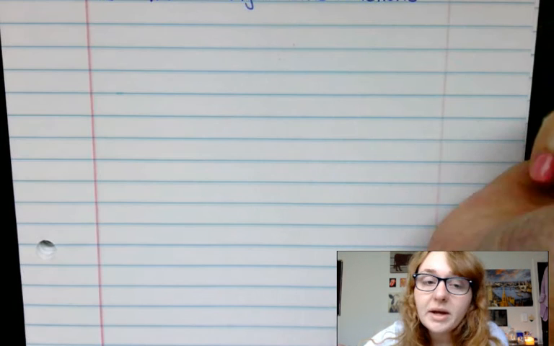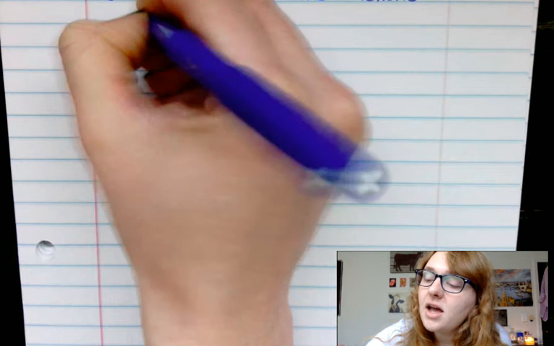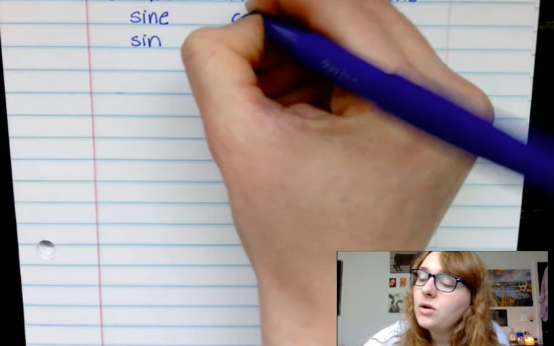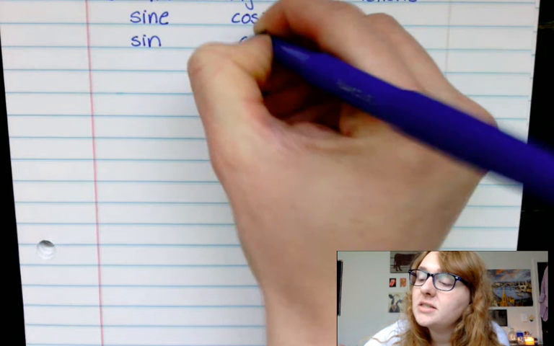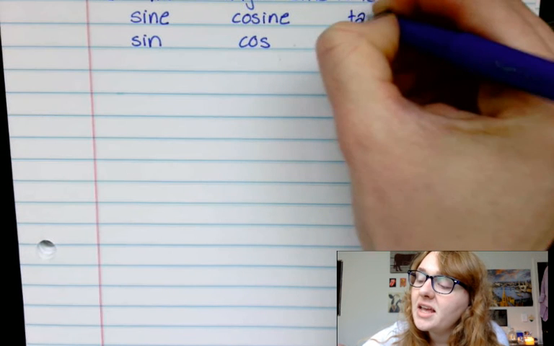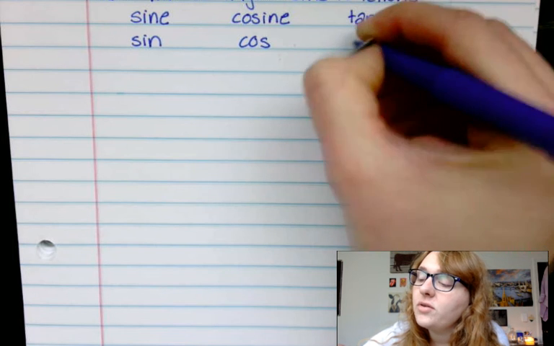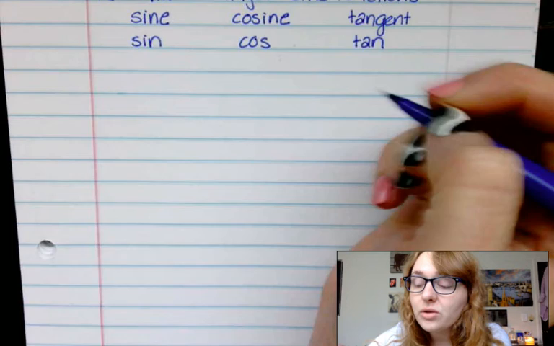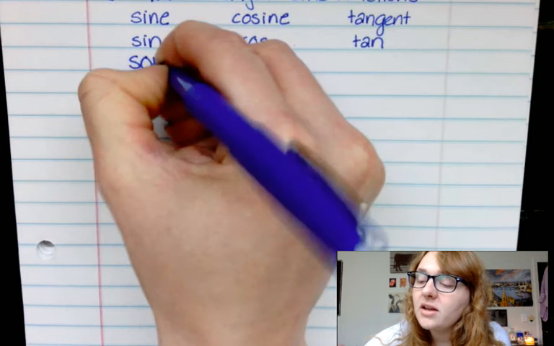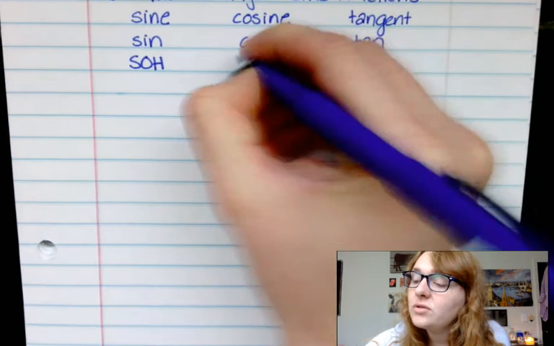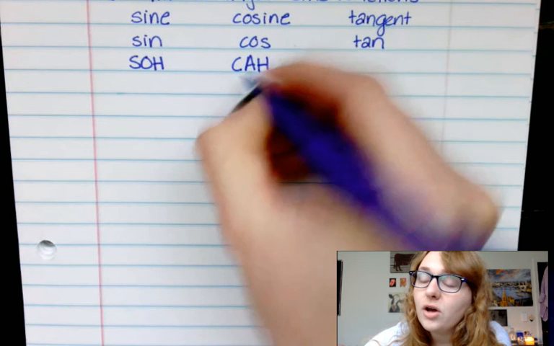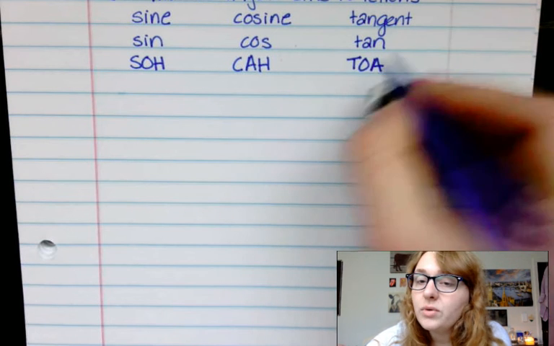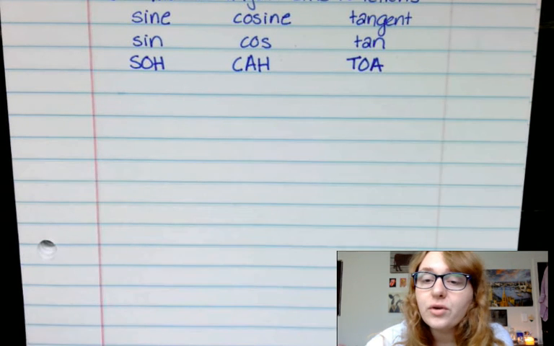So our regular trigonometric functions are sine, abbreviated SIN, cosine, abbreviated COS, and tangent, abbreviated TAN. We also had little sayings to help us remember each of the ratios. So we had SO, standing for sine, is opposite over hypotenuse. CA, standing for cosine, is adjacent over hypotenuse. And TOA, which is tangent is opposite over adjacent.